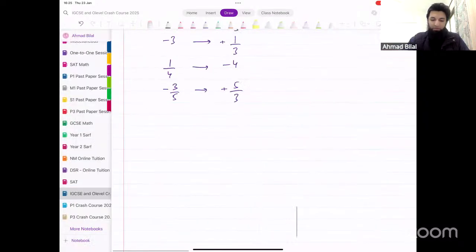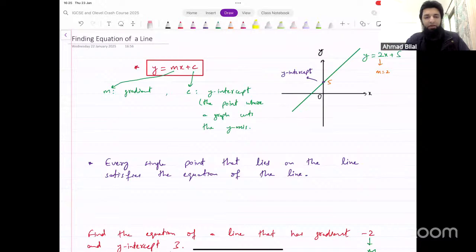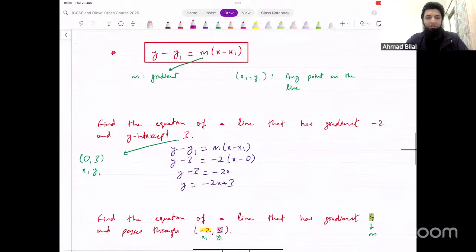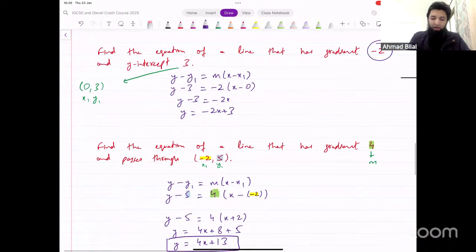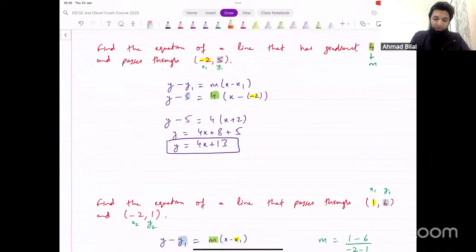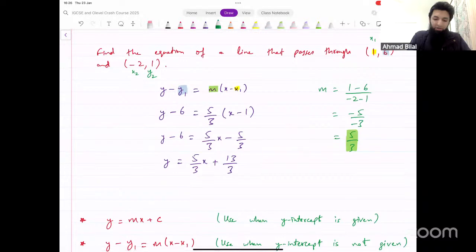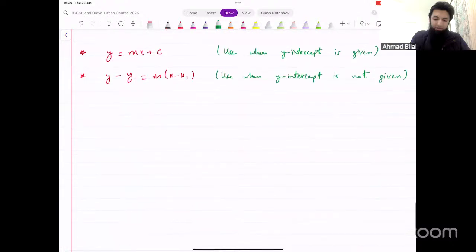Okay, we did some examples in this. Then we talked about how to find the equation of a line using the y equals mx plus c form. That was one possibility. And the other form that we talked about was y minus y1 equals m into x minus x1. Both forms can be used to find equations of any lines. When you have the gradient given and the y-intercept given, or when you have the gradient given and a point given apart from the y-intercept, or when you have 2 points given and the gradient is not given, you can use any of these two forms to find equations of lines in all of these cases.